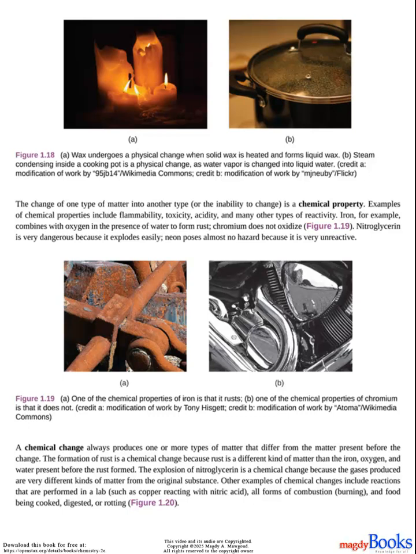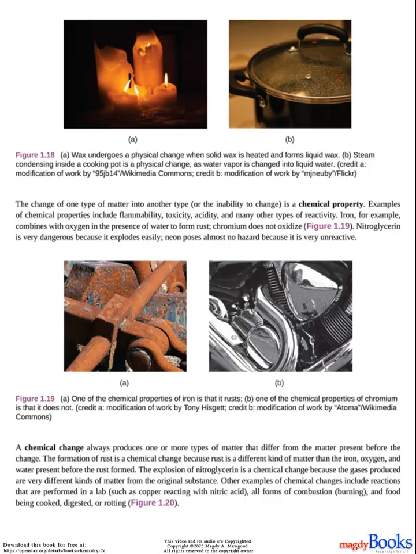The change of one type of matter into another type, or the inability to change, is a chemical property. Examples of chemical properties include flammability, toxicity, acidity, and many other types of reactivity. Iron, for example, combines with oxygen in the presence of water to form rust. Chromium does not oxidize, Figure 1.19. Nitroglycerin is very dangerous because it explodes easily. Neon poses almost no hazard because it is very unreactive.